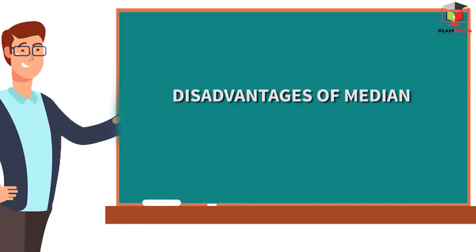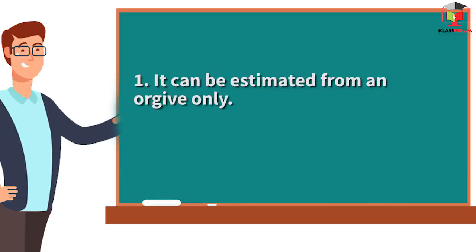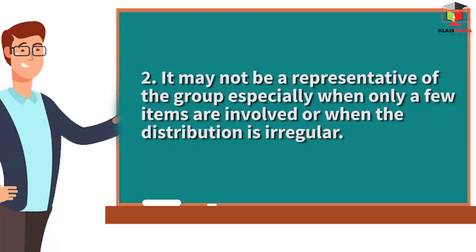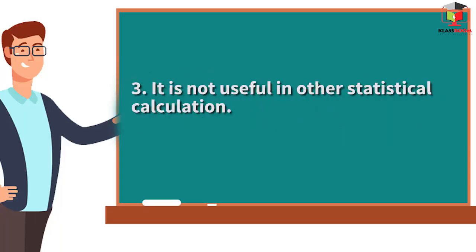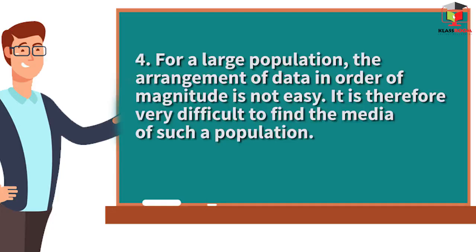Disadvantages of median. 1. It can be estimated from an OGIF only. 2. It may not be a representative of the group, especially when only a few items are available or when the distribution is irregular. 3. It is not useful in further statistical calculation. 4. For a large population, the arrangement of data in order of magnitude is not easy. It is therefore very difficult to find the median of such a population.